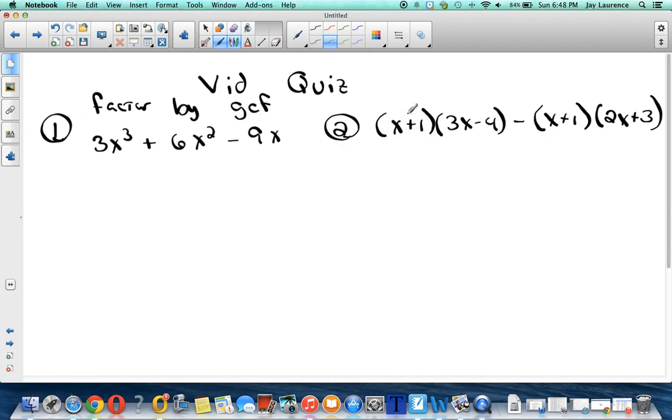Here we have the quantity of x plus 1 times the quantity of 3x minus 4. And we have the quantity of x plus 1 and the quantity of 2x plus 3. So you should be able to find a common factor in there.